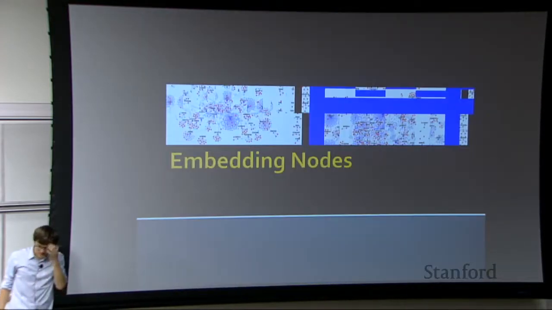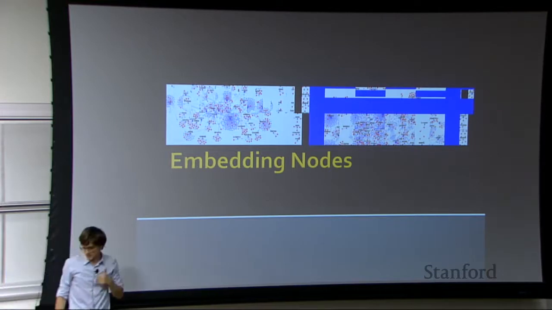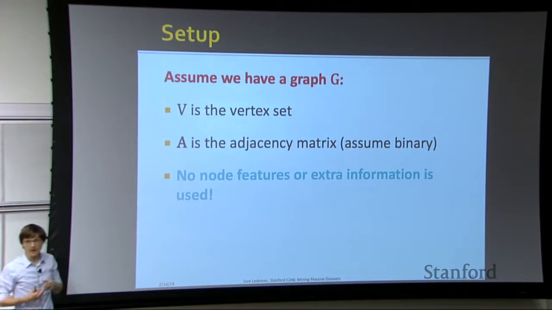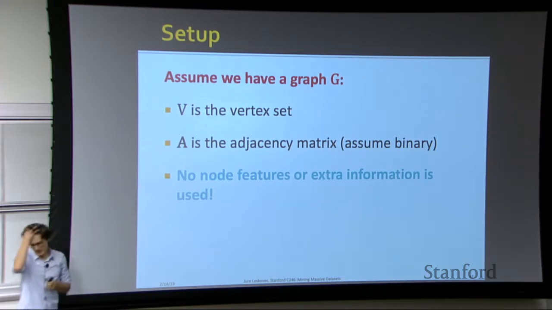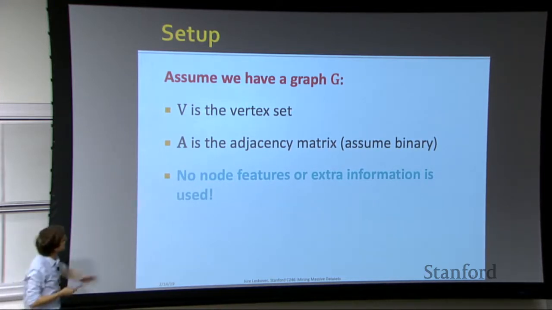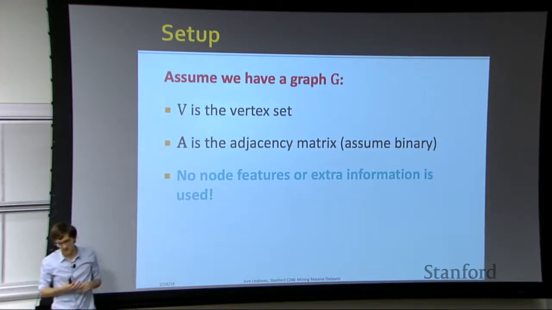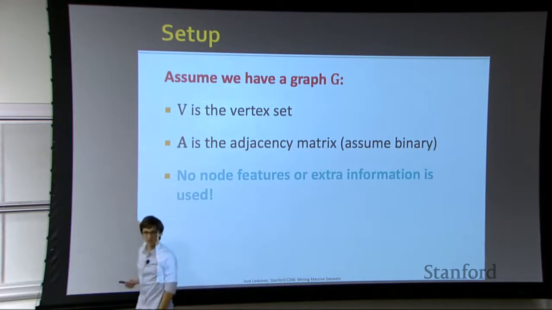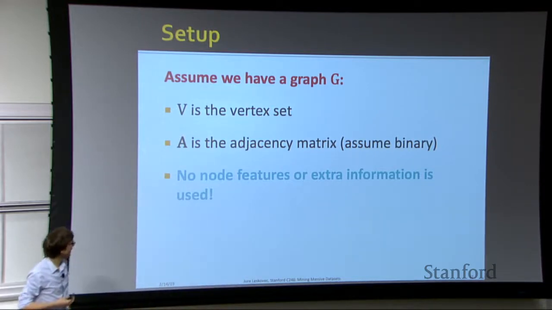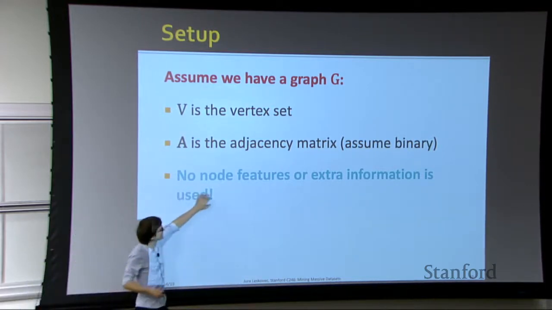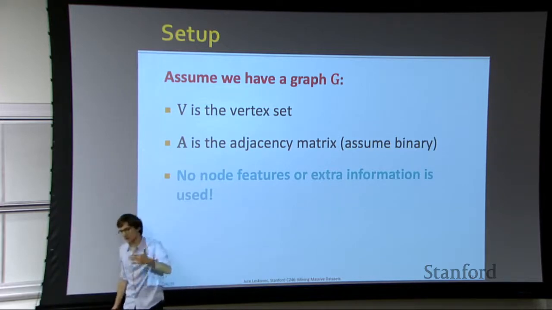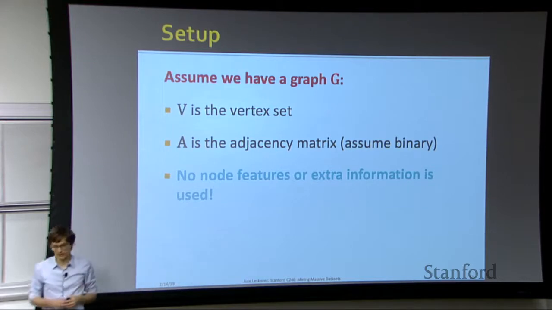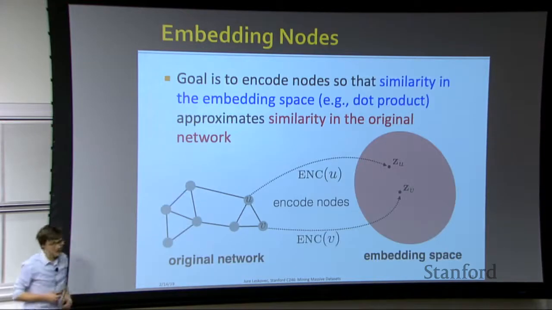So let me now start telling you how we are going to do this and how we are going to think about it. We'll say we have a graph, and the graph will have a set of vertices. And let's say A will be our adjacency matrix. And for now, let's assume binary, and let's assume undirected edges, even though everything will work for directed edges as well. And for now, let's assume that nodes have no features. Nodes have no attributes. All I care about is capturing the structure of the network.